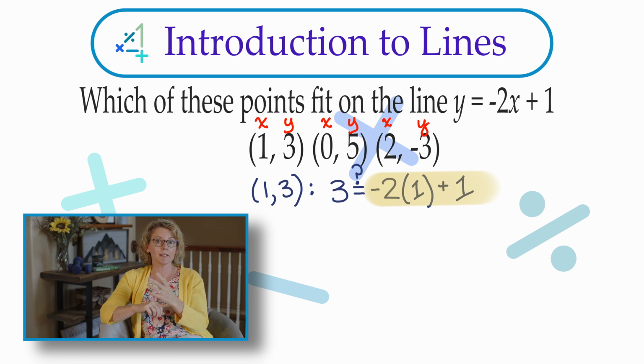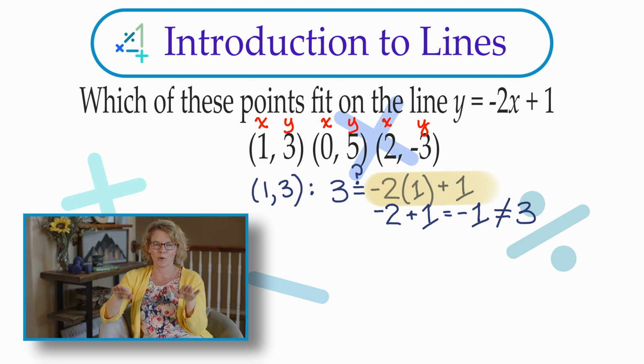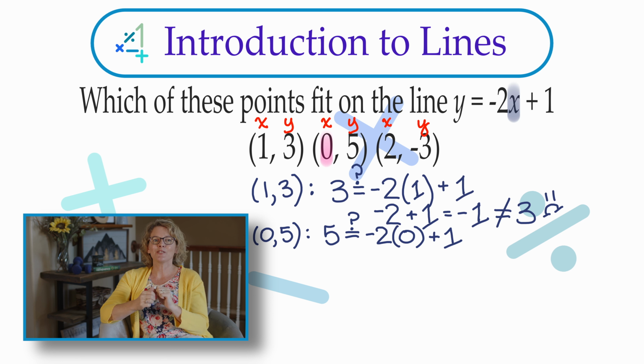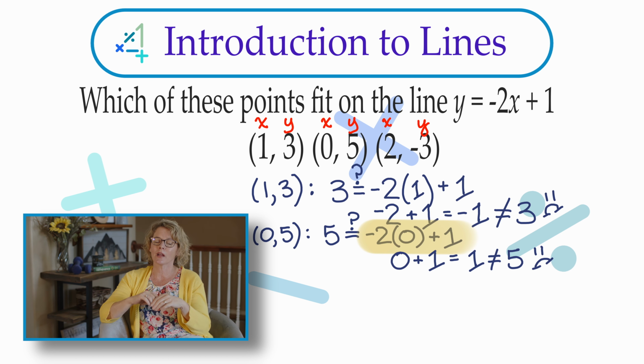Let's figure out this side and see if it equals 3. -2 times 1 equals -2. Then plus 1 equals -1, which does not equal the y of this one of 3. So this point is not on my line. Good work. Let's see if 0, 5 is on it. My y is 5, so 5 equals question mark, -2 times 0 plus 1. Figuring out the x side, -2 times 0 equals 0, plus 1 is 1, which doesn't equal the y of this one of 5, so he is also a no-go.